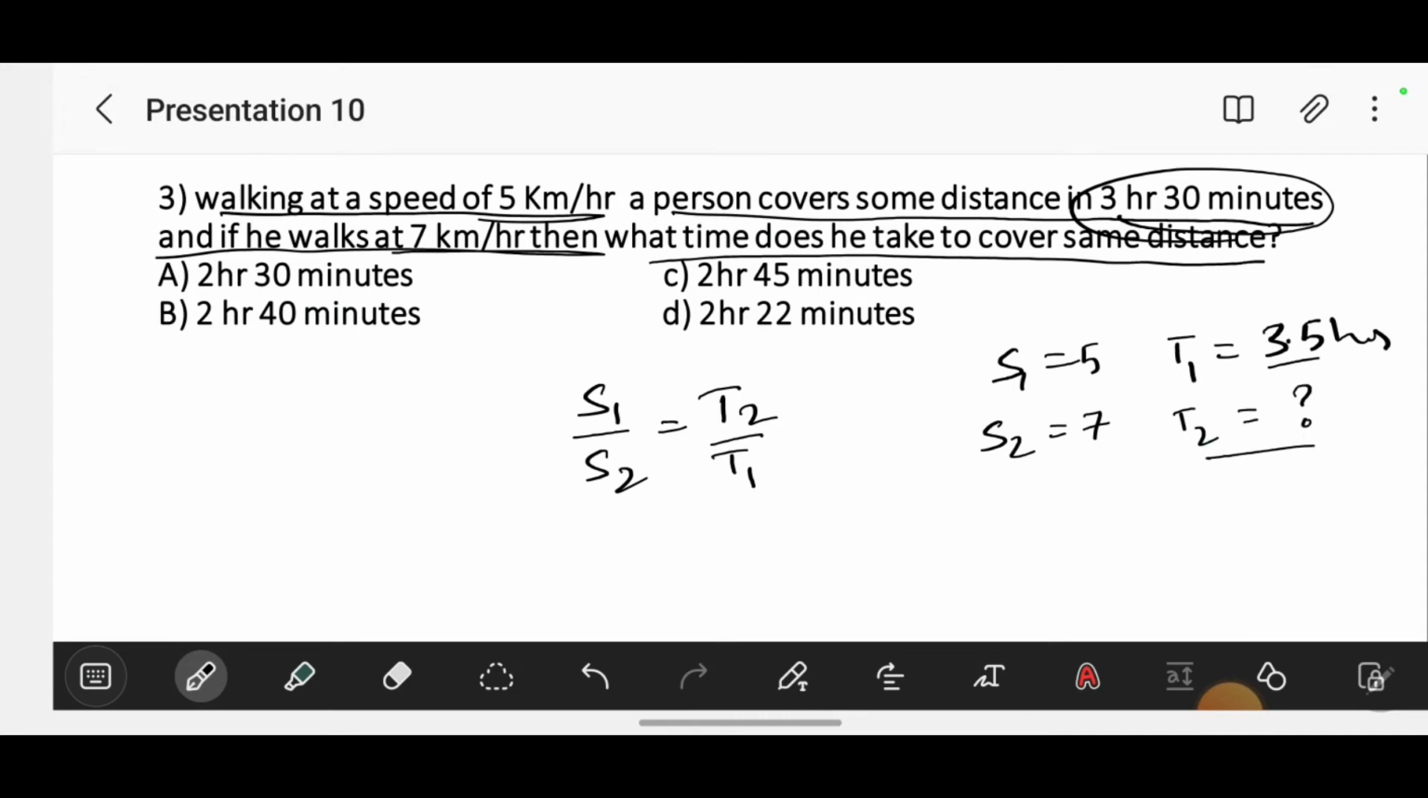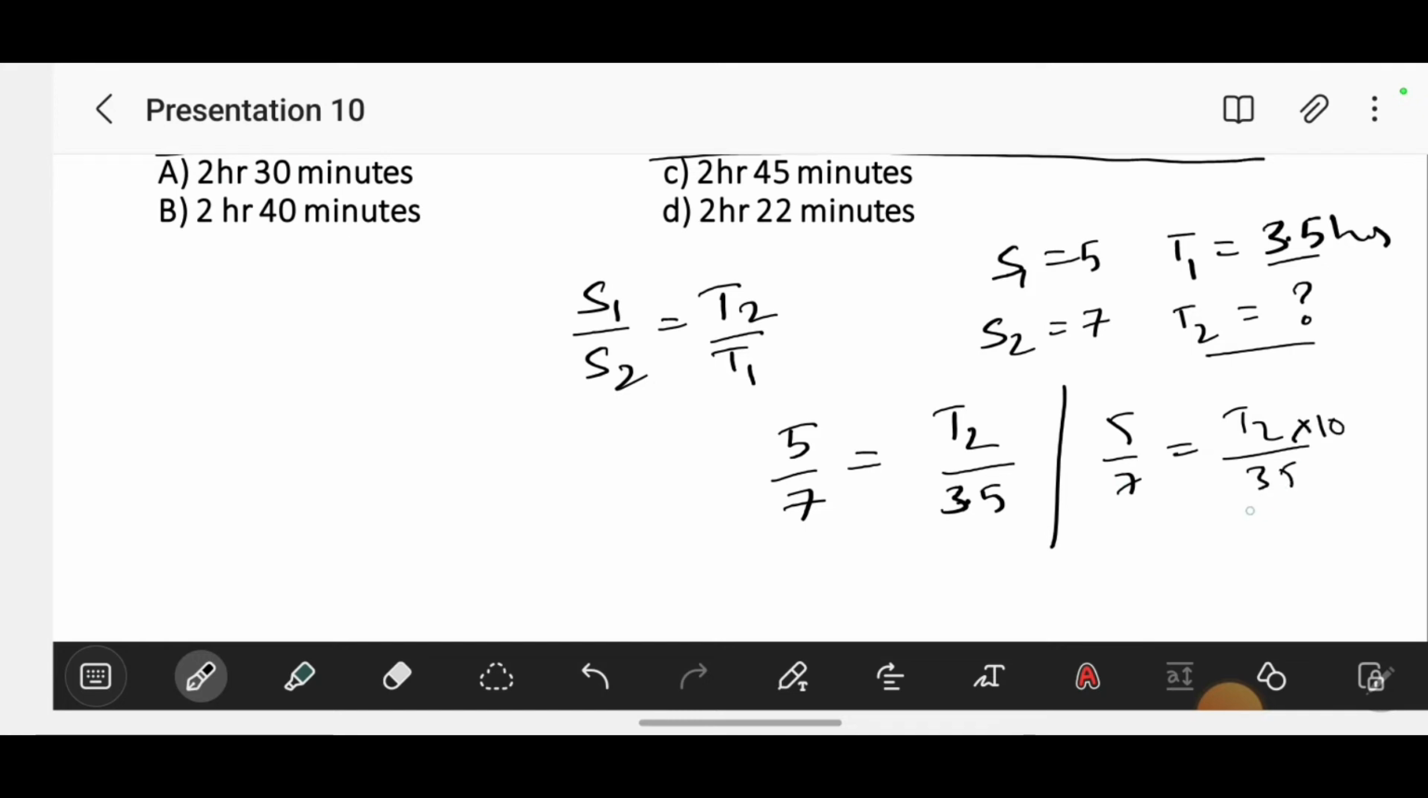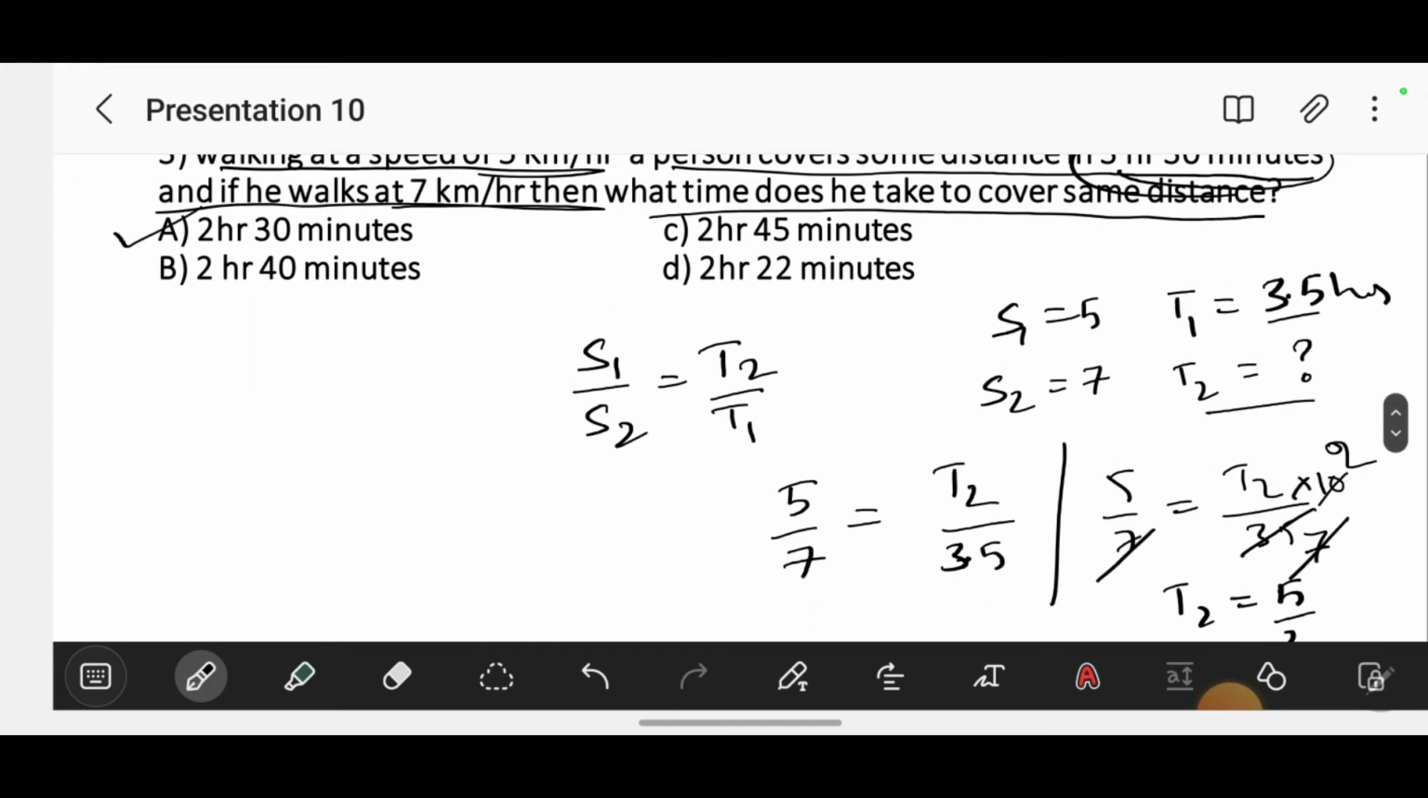So by using this formula, you say 5 by 7 is equal to T2 by 3.5, right? 5 by 7 equals T2 by 3.5, which means 35 by 10. The 10 goes up, 5 2s are 10, 5 7s are 35, the 7s cancel, and T2 is 5 by 2. That means 2.5 hours, which is 2 hours 30 minutes.